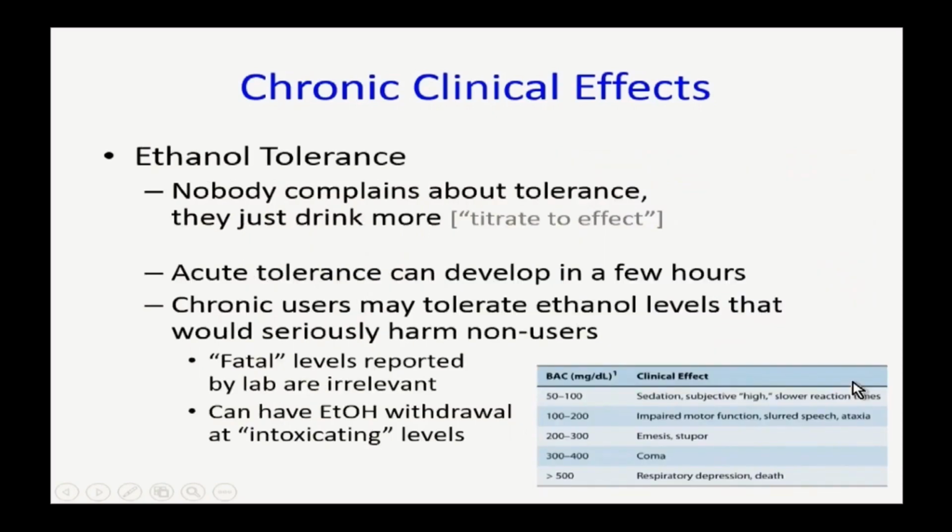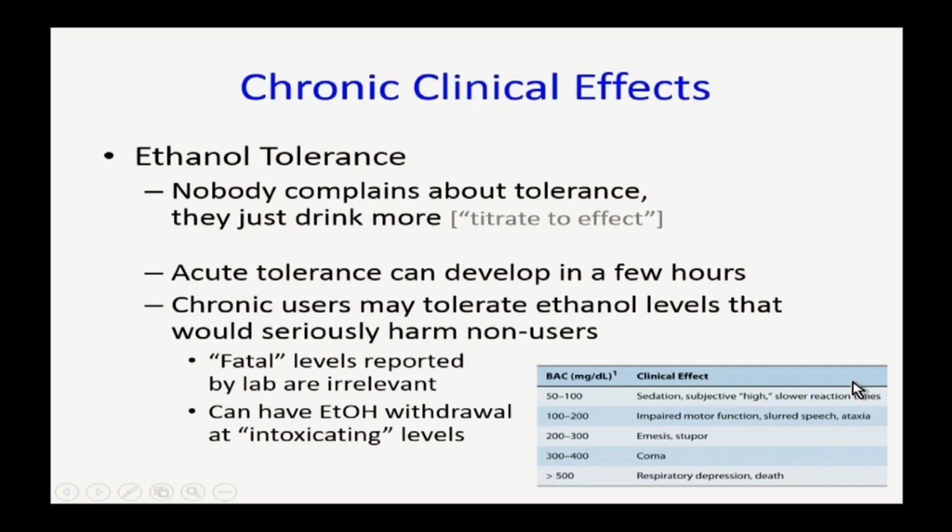Chronic exposure to ethanol causes ethanol tolerance. Nobody really complains about tolerance. They just realize, I now need to drink more beers before I get the effect that I want. Interestingly, acutely, during one single drinking session, you can develop acute tolerance, which is to say, when you're first drinking, a particular serum ethanol level will make you a certain amount of drunk, and then you go up through a peak and you're coming down on the other side, and that same serum ethanol level, now, after you've been on alcohol for a few hours, you are less affected by it. You're less drunk. That is hyperacute tolerance.